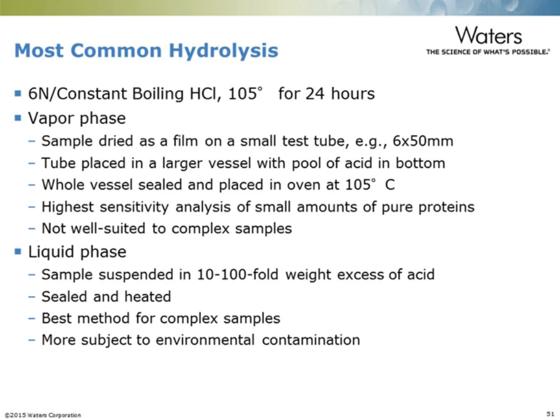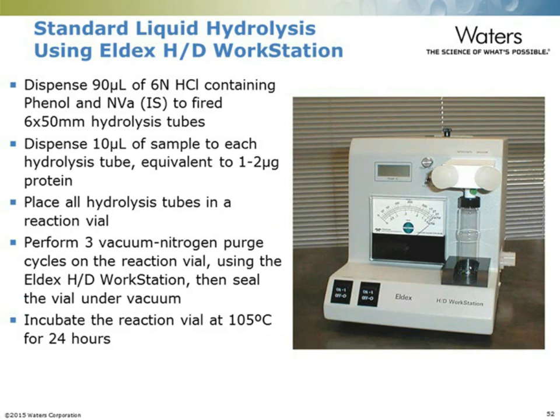The standard liquid hydrolysis, one of the devices that we found very convenient to use, is an Eldex hydrolysis derivatization workstation. You would put 90 microliters of HCl, including some phenol, into the fired 6 by 50 millimeter tubes. Generally, the best way to clean glassware for use in amino acid analysis is to heat in a glassblower's oven overnight.